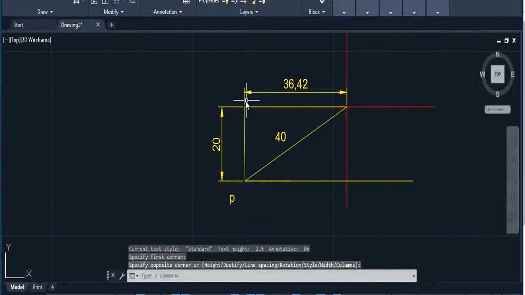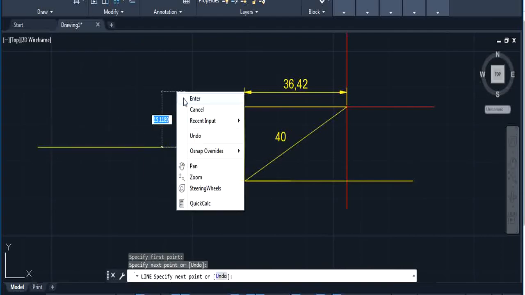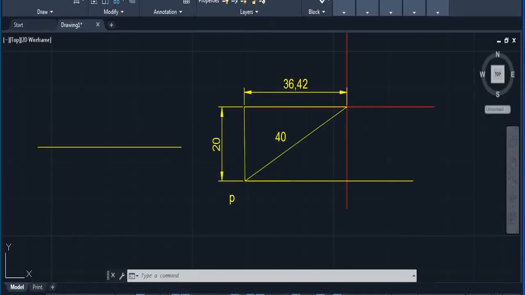Okay, next just see the front view from this position. You will get the front view at this point and the top view at this point. Just rotate this plane and draw the points like this. See here. So X equals how much? 36.42. So take 36.42 and draw the point P, and take 20 mm and draw the P dash.